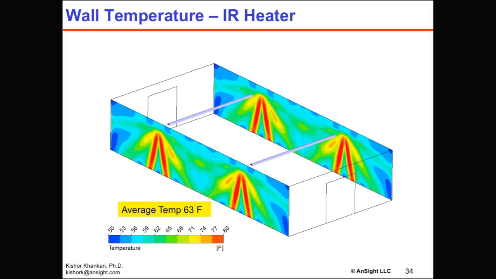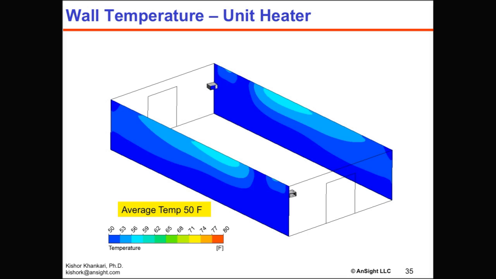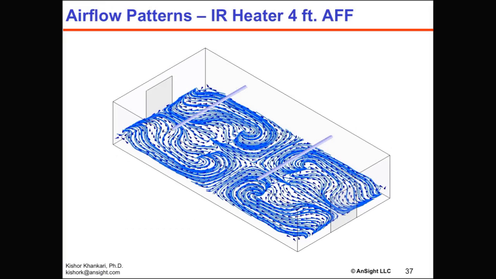See how that new reflector is working? You see that image on the sidewalls, where those two lines are coming from? It's the impact of that new reflector design hitting the sidewalls. Here is the unit heater, again blue. Let's look at the airflow patterns, how air is moving in these two spaces.